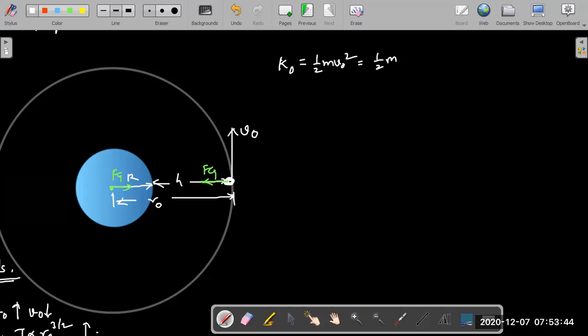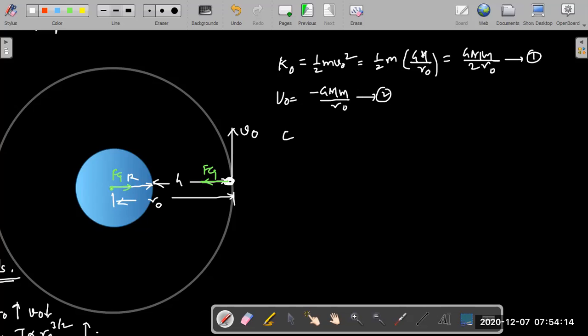So kinetic energy is half m v naught square. V naught square is G capital M by r naught. That means kinetic energy is G capital M small m by 2 r naught. Let's consider this equation 1. What's the potential energy of the orbit? Minus G capital M small m by r naught. That is equation 2.